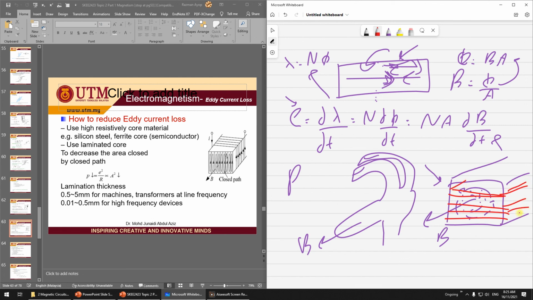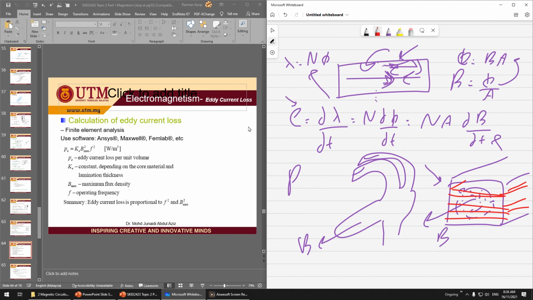Instead of one big core, you use multiple cores that are laminated together with an insulator between them. So lamination decreases the area of the closed path. When you reduce the area of the closed path, you reduce the power loss. This is the laminated thickness for machine transformers at line frequency, around 0.5 to 5 millimeter. And for high frequency devices, it is something like this, much lower lamination thickness. So this is another loss that occurs in the magnetic core.